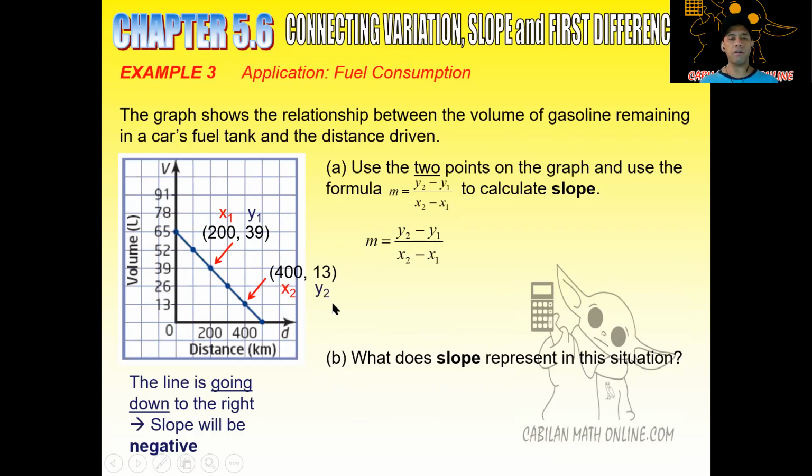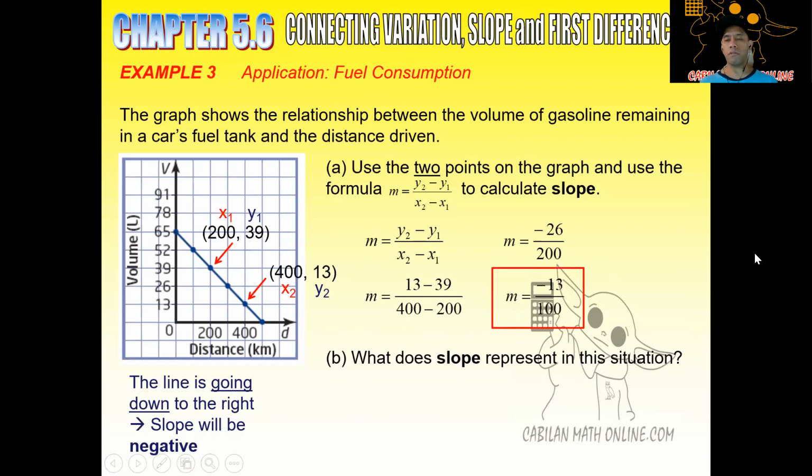Now, for this one, just to be careful, notice that once I replace the y2 with 13 and 39 for y1, that automatically gives us the negative that we were looking for when we were talking about what the slope should be. So 13 minus 39 gives me negative 26 over 200. And that fraction, when you reduce it, gives us negative 13 over 100.